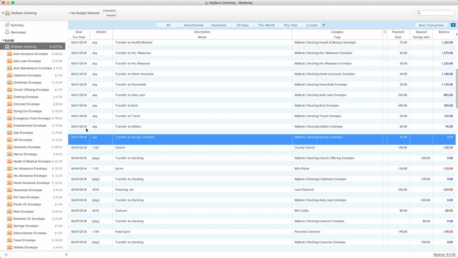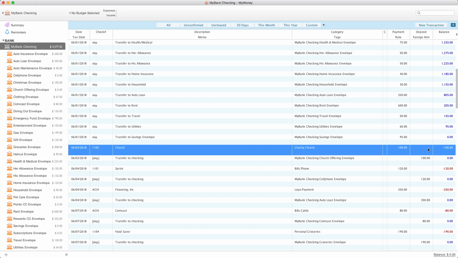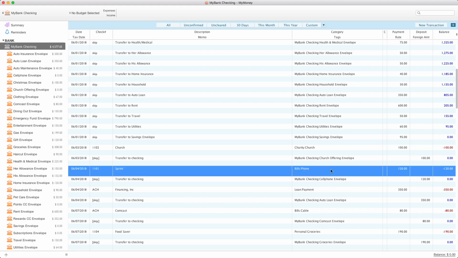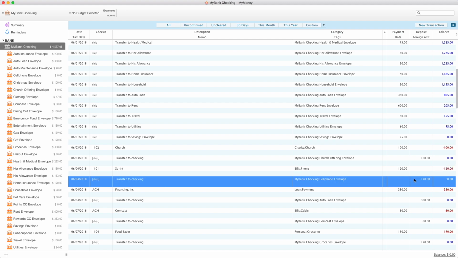At the end of June 1st there, I've got all my money into my envelopes, and then we start making payments of different sorts. Okay, a check goes out to church, and then I transfer money from my church envelope back into my checking account because when I wrote that check, I went $100 negative. So then I bring $100 back from my envelope, and now I'm back at zero. Then I pay the Sprint bill, $120. So I'm $120 negative. Then I go to my cell phone envelope, pull that $120 back. Now I'm at zero.